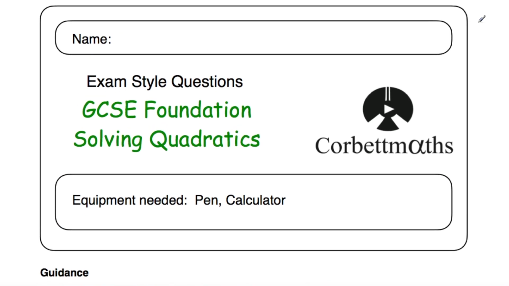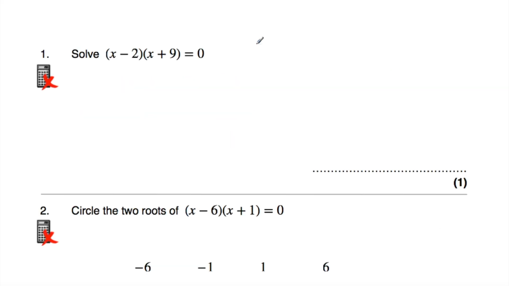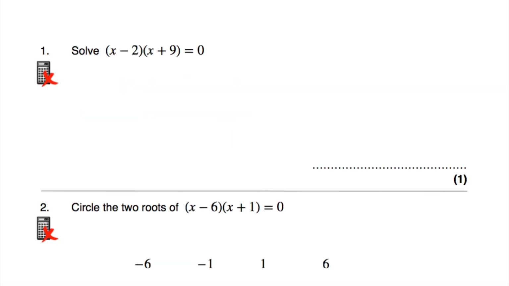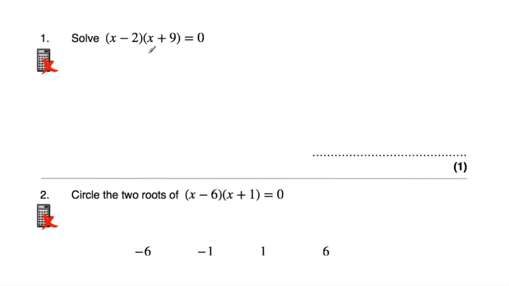But in this video, we're going to focus on the video solutions to the practice questions, so let's get started. Okay, question number one. We've been asked to solve x minus 2 multiplied by x plus 9 equals 0. What's great here is this quadratic equation has been factorized for us, so it's already in brackets.